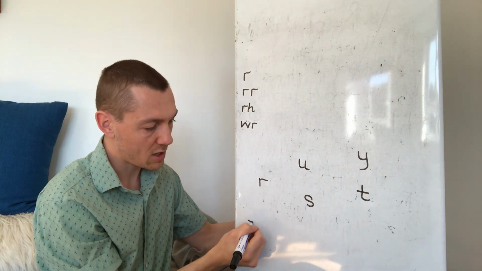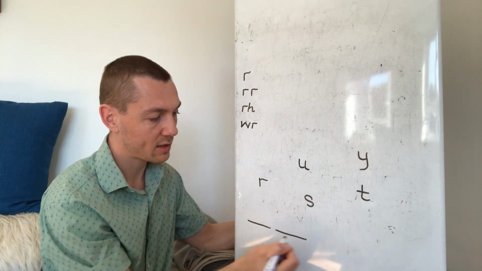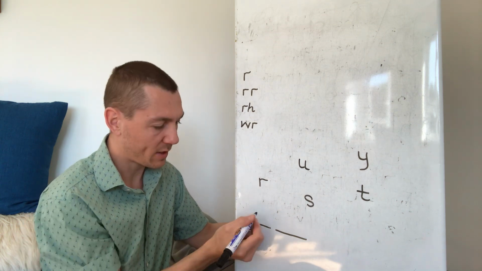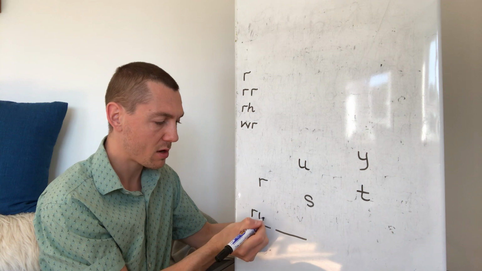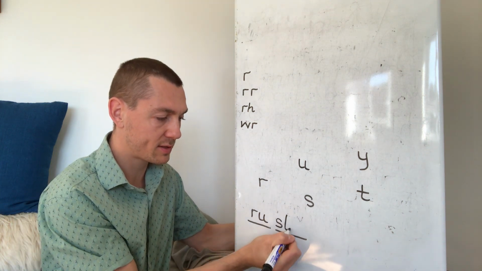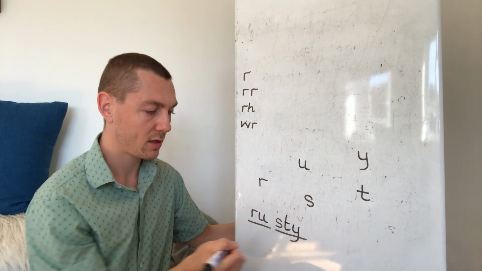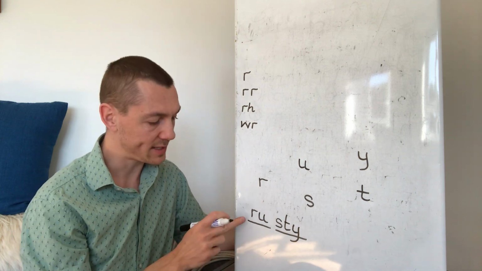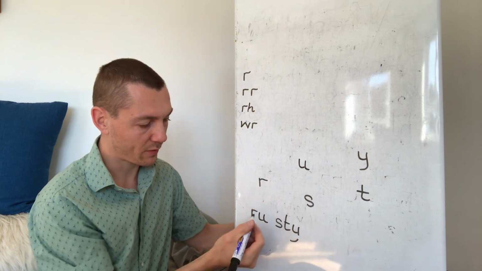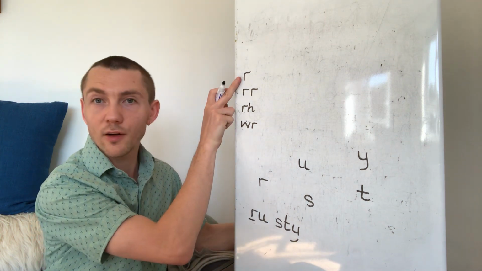What about the word rusty? Two syllables, rusty. Okay, we say r, u, s, t, y. Rusty. And we've got the R spelling again.